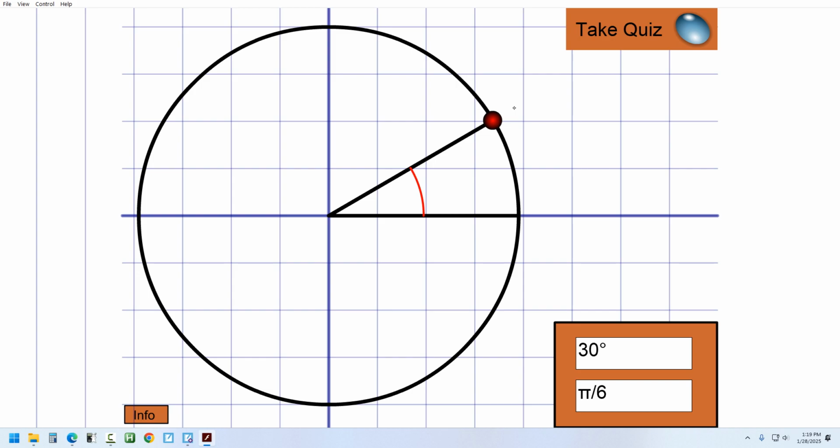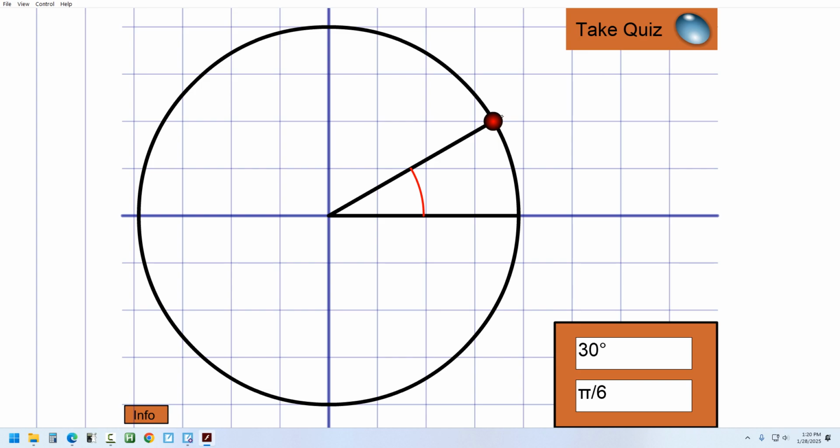And there's a reason why they do that. 30s and 45s are common, so they tend to write them with pi. An angle like 34, not very common. They usually write it with a decimal. As far as whether you needed to use a decimal or not, I would always say that in the question. Either write your answer as a decimal, or write your answer with pi in it.